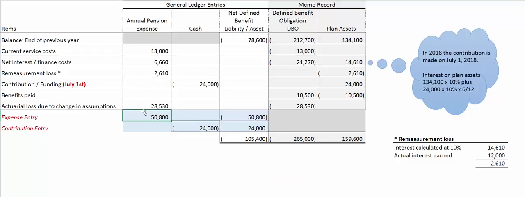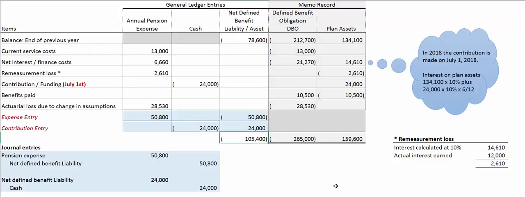I add up the column for the annual pension expense and I credit that to the net defined benefit. I add up the column for the cash and show it as a debit. So these are the journal entries. At the end of the year, we can see that we are now underfunded by $105,400. I'm really starting to reconsider the wisdom of hiring employees and giving them a pension plan. Well, there you go. There's the journal entries. Any second now.